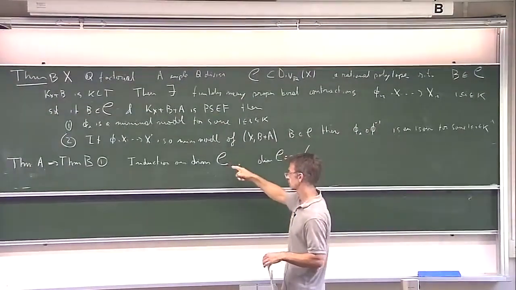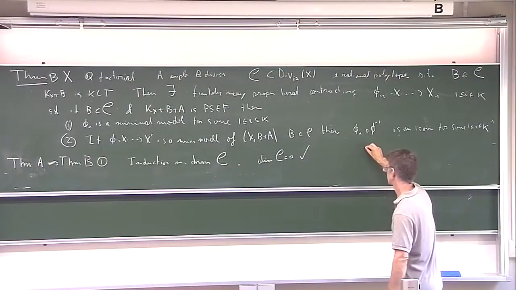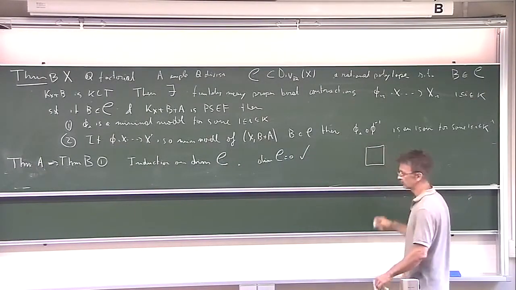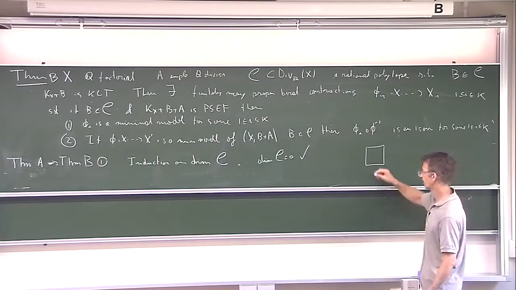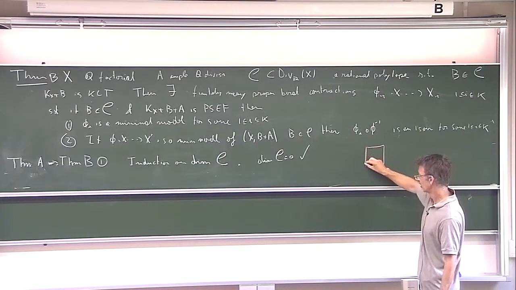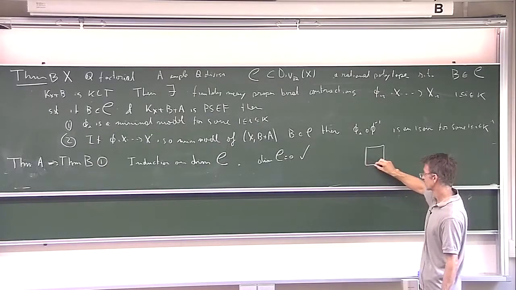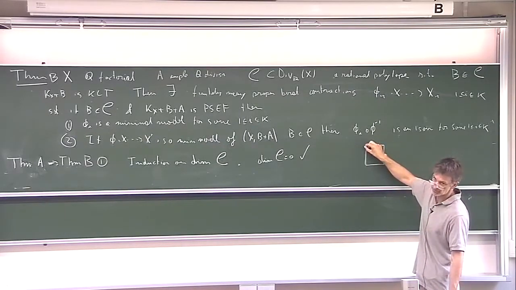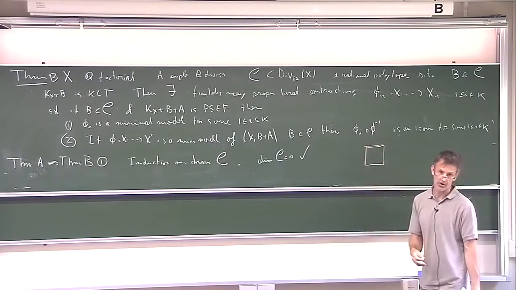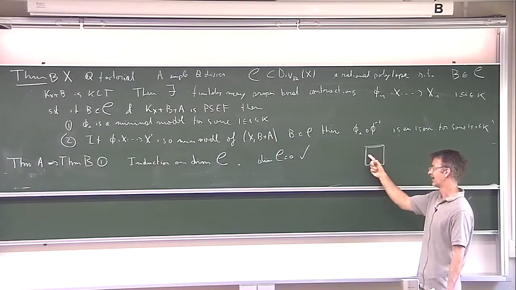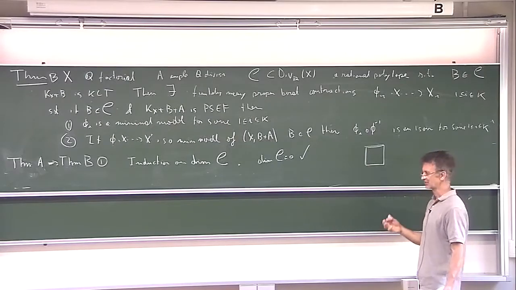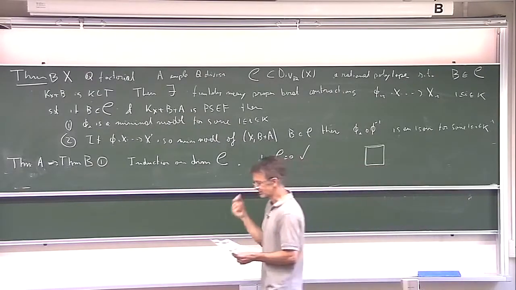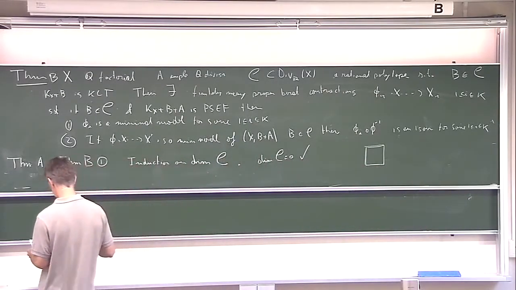Okay, so now I'm working by induction on the dimension of C. So the idea is that if this is your polytope, then what you want to show is somehow that if you can solve the problem for the boundary of your polytope, then you can solve it for the whole polytope, sort of by taking convex linear combinations. Okay, so let's see how that works. Of course, it's not that easy.